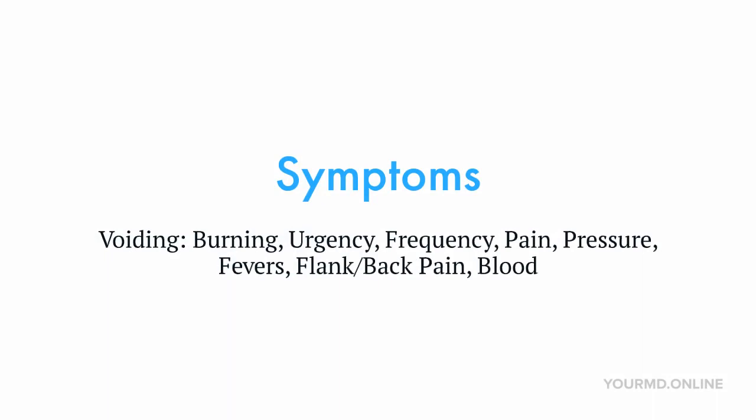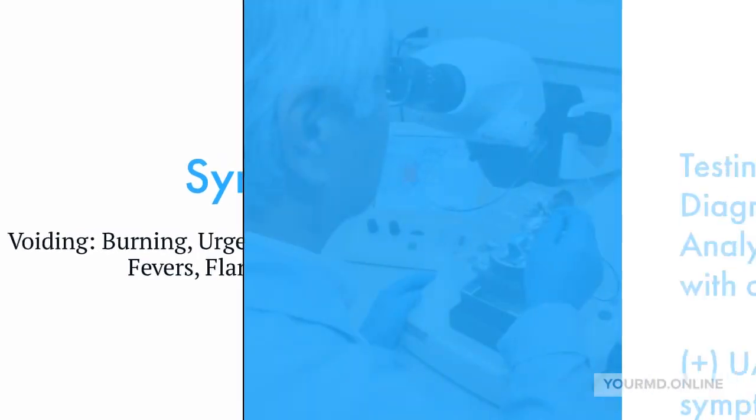Some symptoms associated with urinary tract infections can include burning, urgency, frequency, pain, pressure, with voiding. When associated with fevers, flank pain, or back pain, it is suggestive of acute pyelonephritis, in other words, a kidney infection. Please note, blood in the urine is more common with kidney stones.